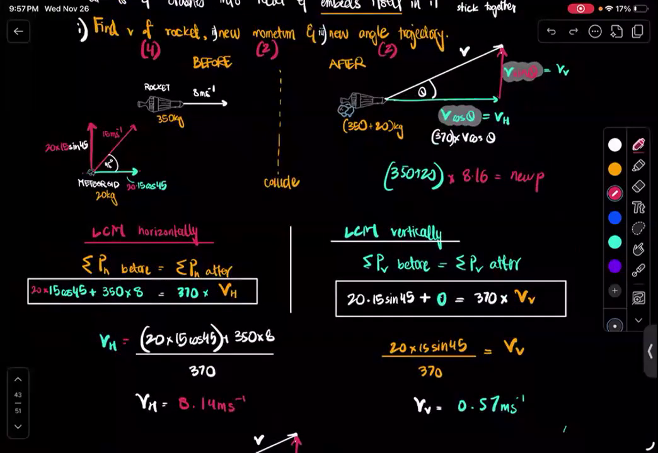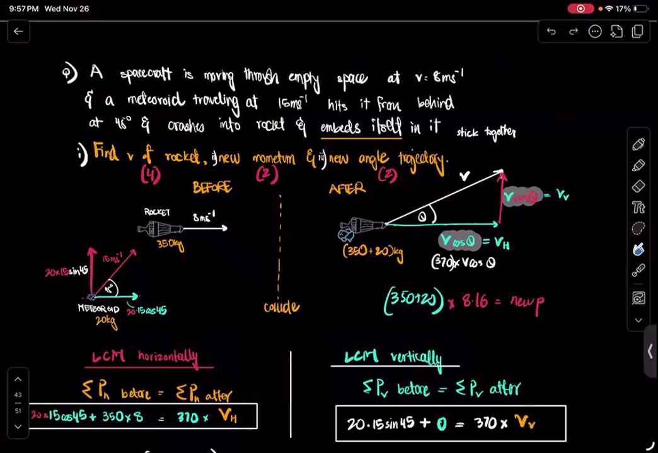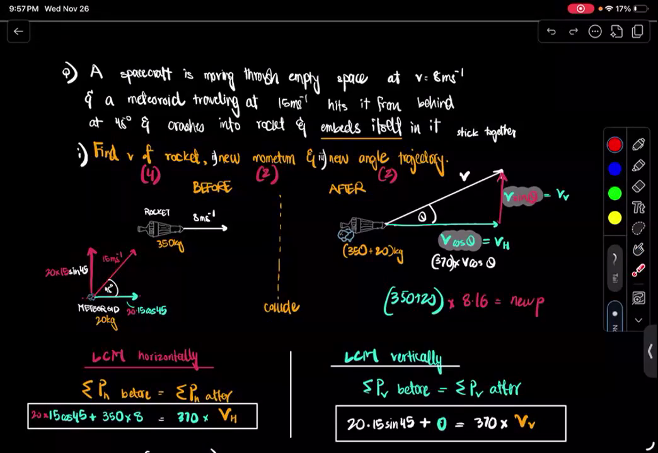So let me summarize what we just did, and then I'll ask for questions. What we did was, initially, you had a rocket which was going at an angle of 45 degrees, and it hit a rocket of 350 kgs.